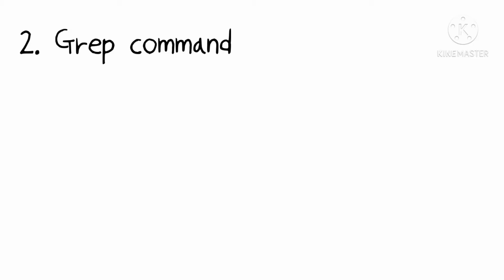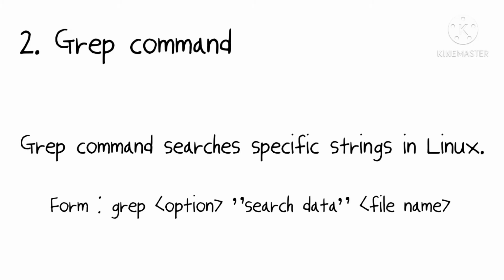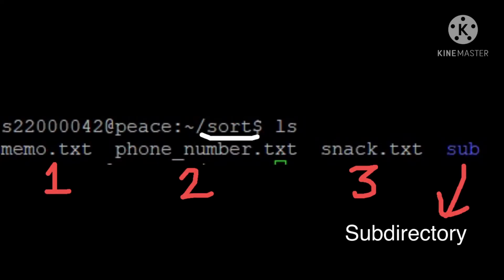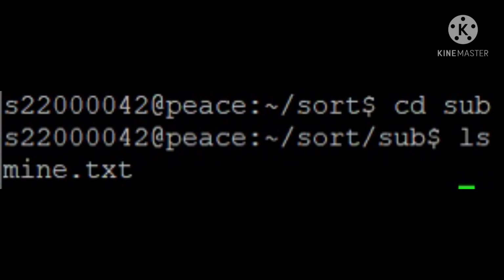Now I will introduce the grep command. The grep command searches for specific strings in Linux. Now let's find out how the grep command is used in Linux. As you can see on the screen, there are 3 files and 1 subdirectory in the sort directory now. And there is a mine.txt file in the subdirectory.